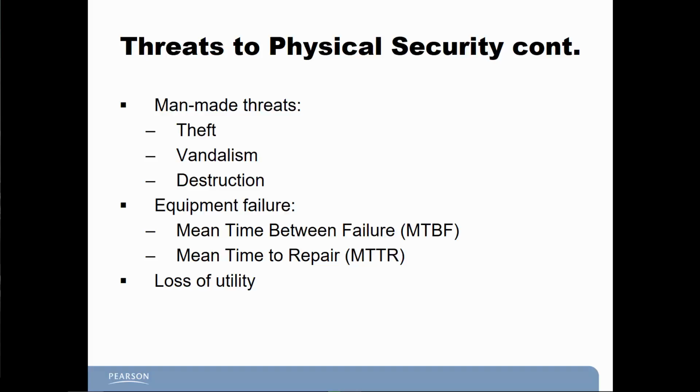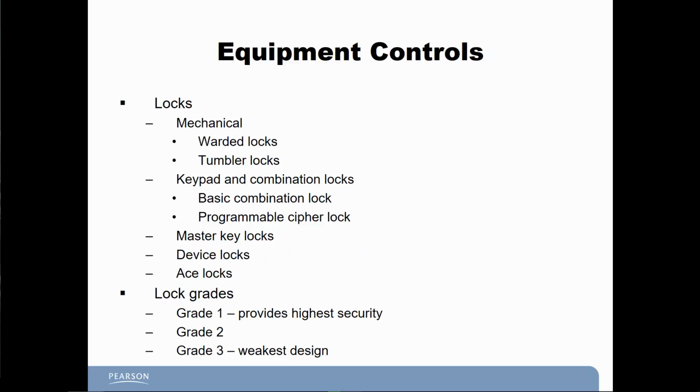So when we're talking about equipment for physical security, we're talking about mechanical. Could be things like locks, warded locks or tumbler locks. If we are looking at access security, could be like keypads or combination. Because we're talking about locks, we could be talking about master key locks, device locks. That's the lockup devices. Could be an Ace lock. There are different grades of lock. Grade 1 being the highest, grade 3 being the weakest.